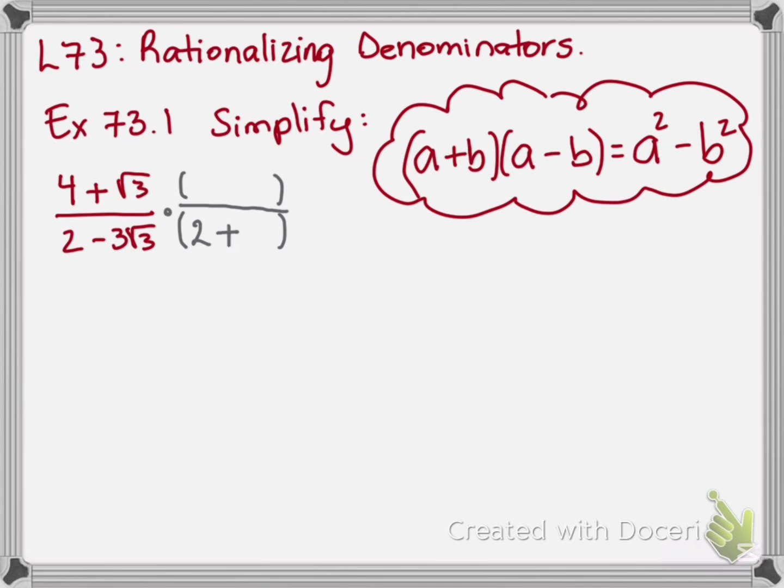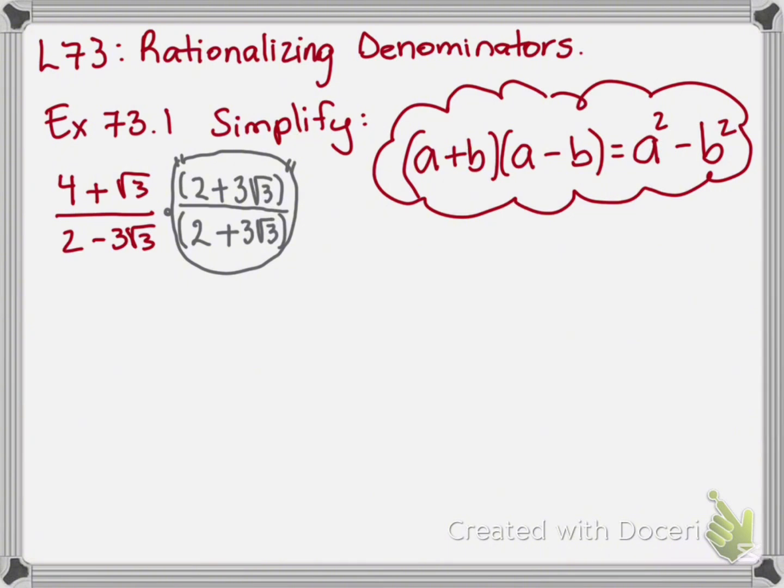So instead of a minus, I'm going to put a plus 3 square root of 3. And whatever I multiply on the bottom, I also multiply on the top. And this is a 1. This whole thing is a special 1, we call it. Because we are multiplying times 1, that is 1. One thing divided by itself is 1, so that is a 1. So we're not changing the value of the fraction, we're changing how it looks.